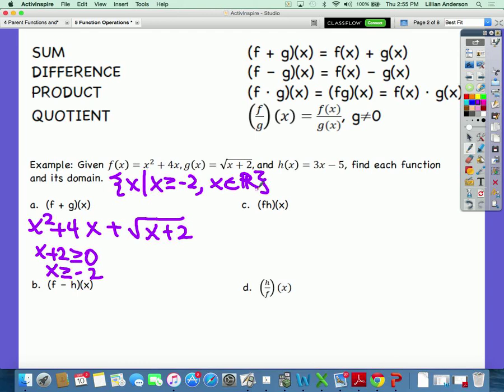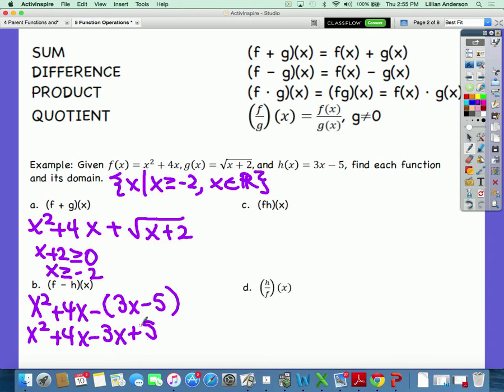I'm doing f minus h. So f minus all of h. You're subtracting all of h, so put it in parentheses, because you mustn't forget to do what? Distribute the negative. So it's x squared plus 4x minus 3x plus 5. Can I combine like terms here? Yes. Sure can. It's going to be x squared plus x plus 5. That's it for the operation part.